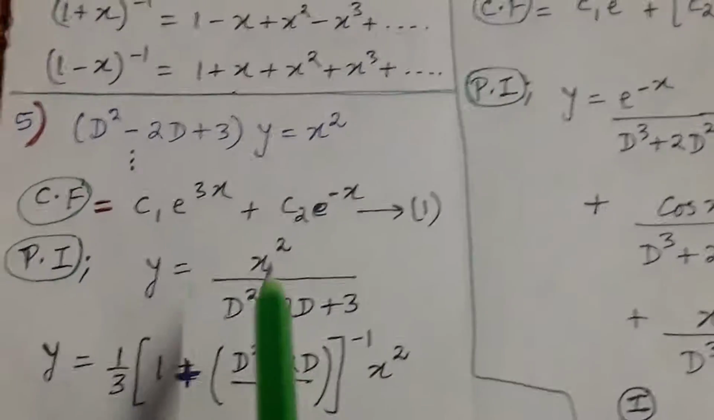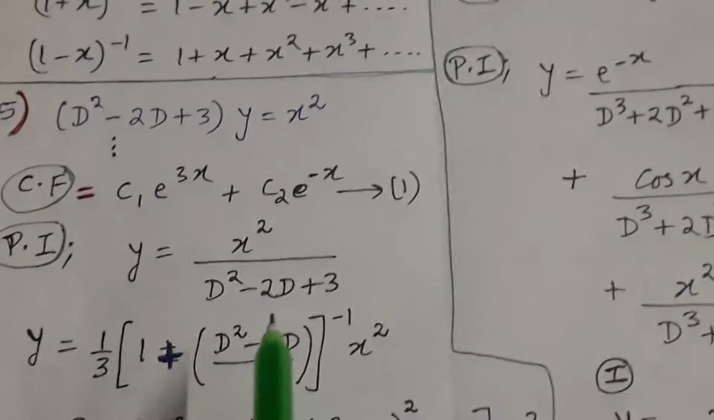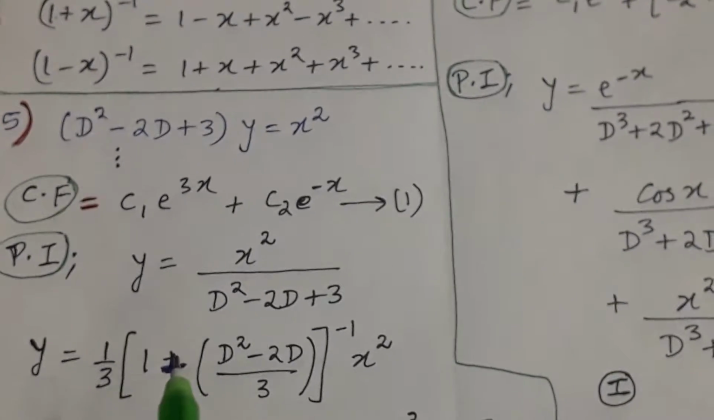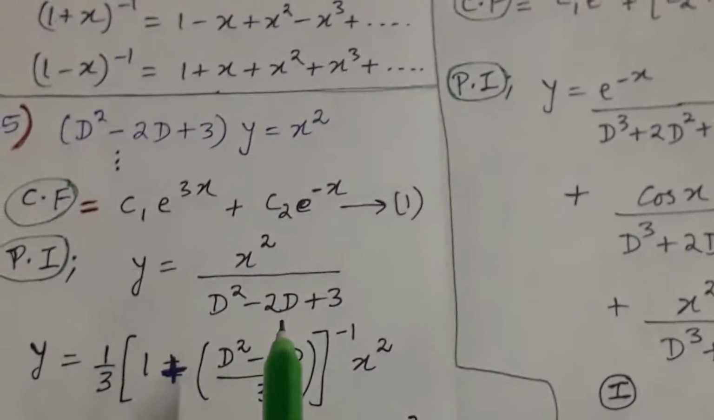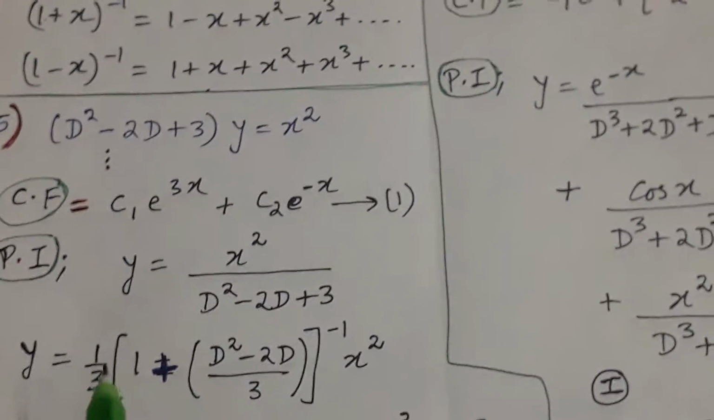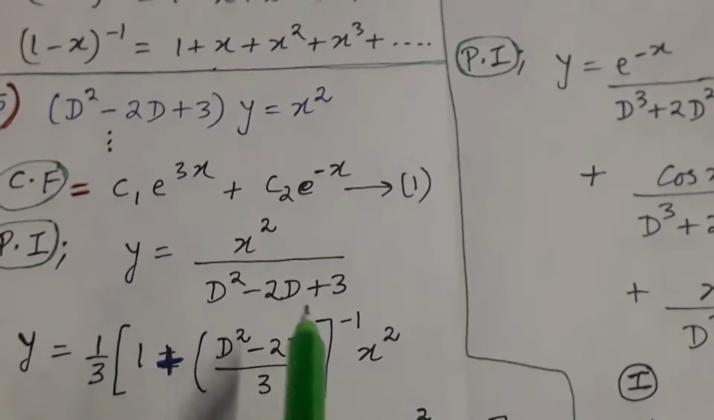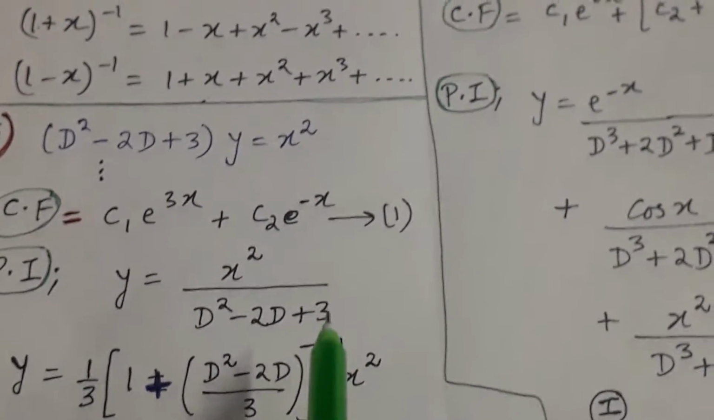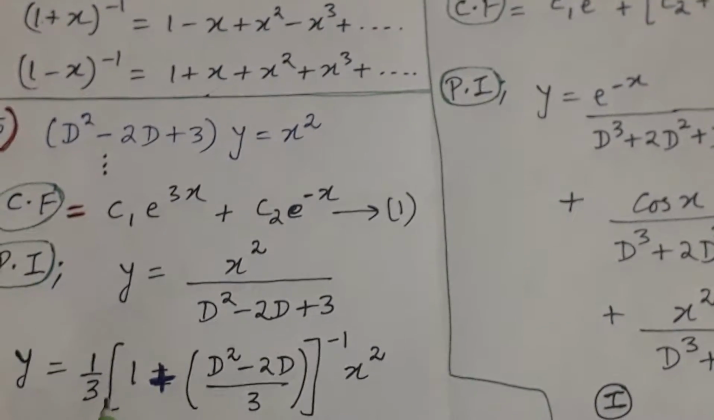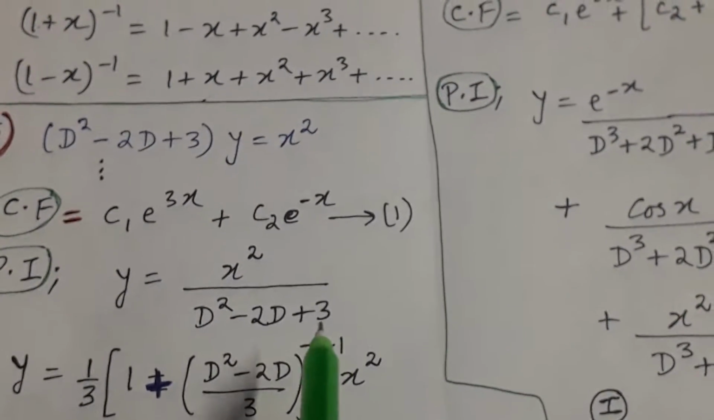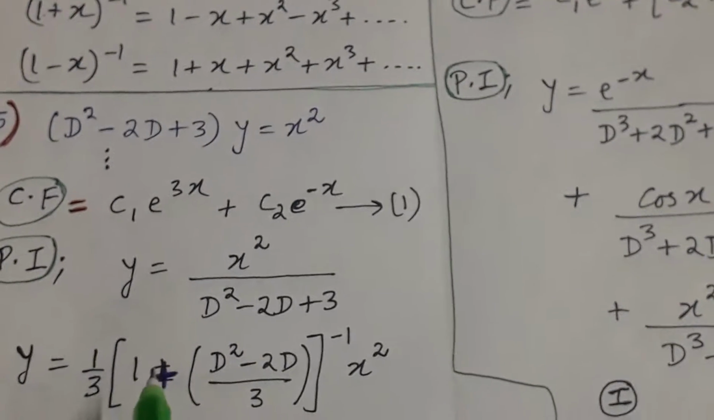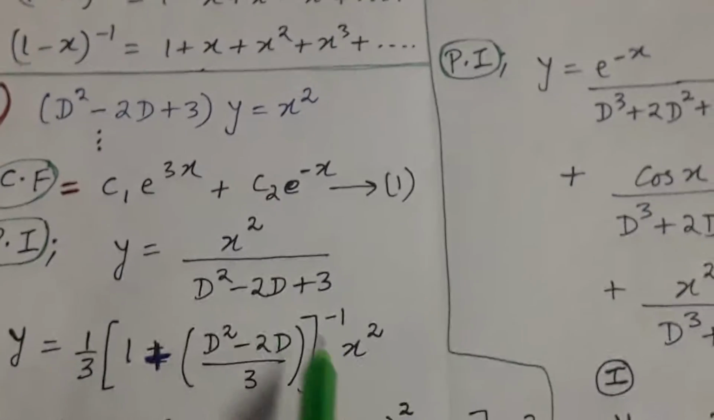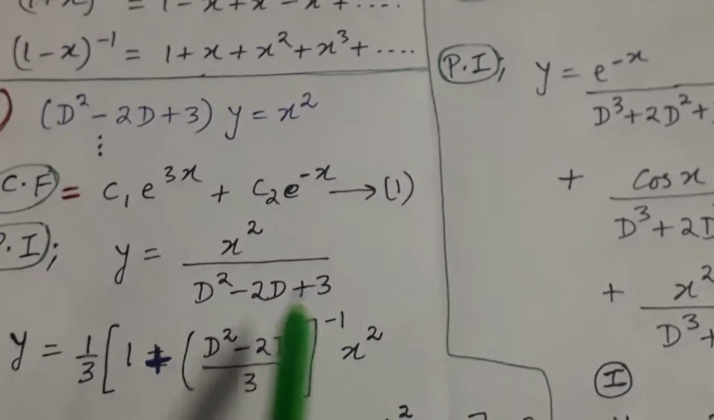y is equal to x square by the function of D. As I told you, we have to use this formula. So 1 plus D square minus 2D by 3. 1 by 3 you have to take outside, the small power of D, whichever it is, like 1 by D. So this is 1 by 3 into 1 plus D square minus 2D by 3 whole inverse, and x square as it is. This is the main part.